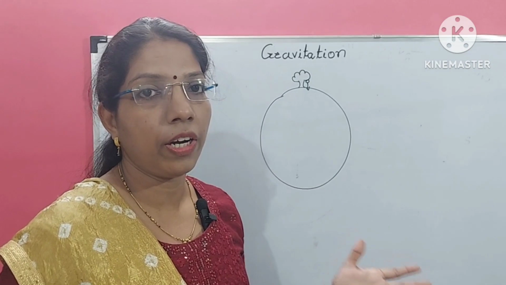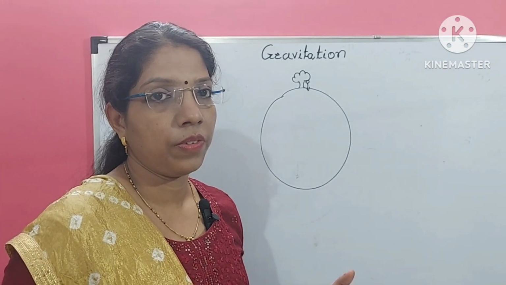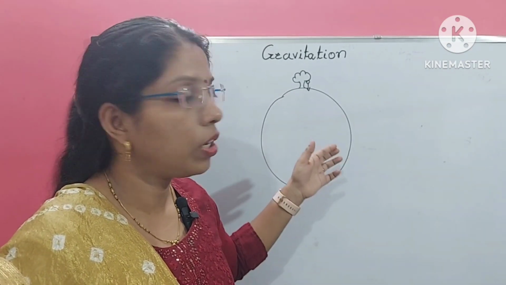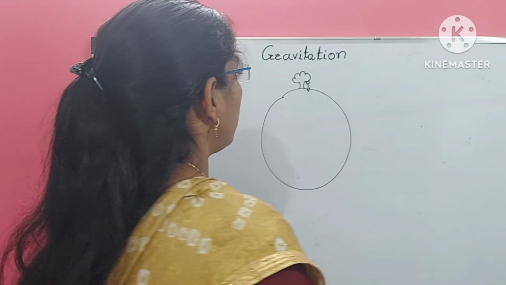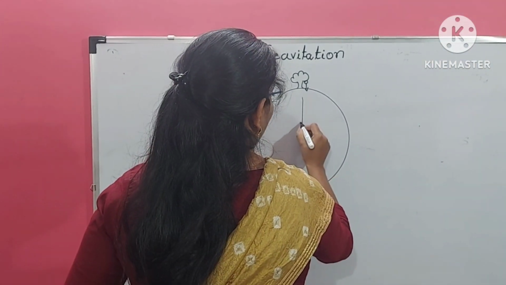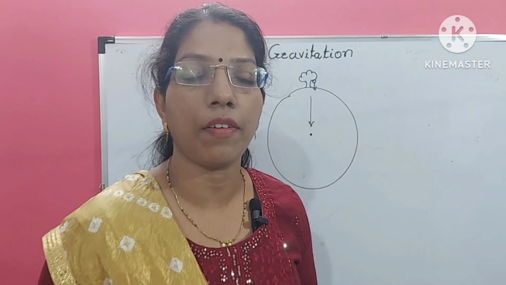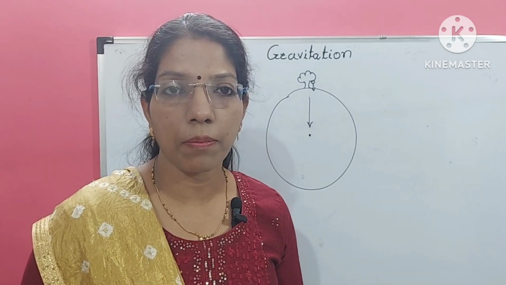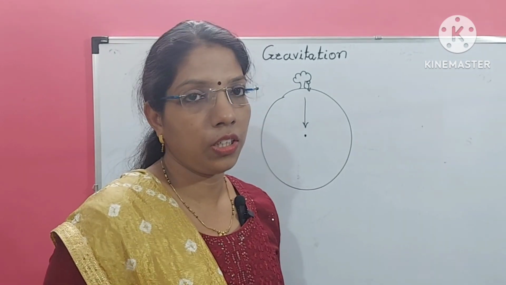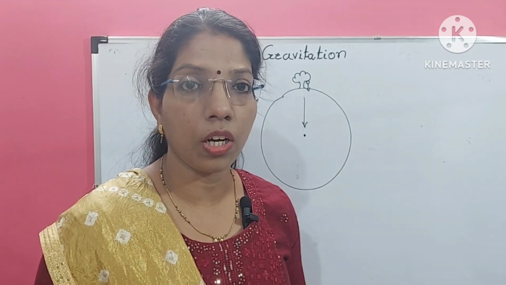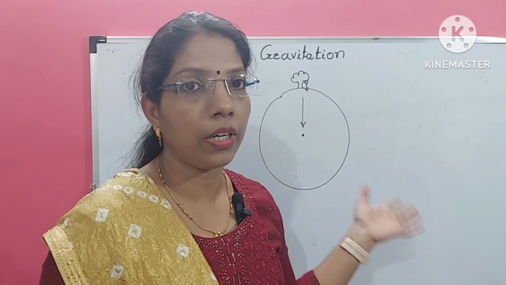So we will properly define gravitation: the force which is exerted by the earth, due to which things fall in a downward direction, and which is directed towards the center of the earth, is called gravitation. So that is the definition of gravitation. In this chapter, we have to see how any two objects present on the earth attract each other, and that is only because of the force of gravity.